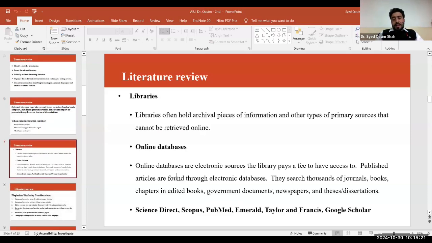Whenever we are talking about these different books and journals and different sources, usually two main sources are there whenever we are going for a literature review. The one source is libraries. In a library there are archival pieces of information, right? Usually they are the types of primary sources that cannot be retrieved online, so we can use these archival pieces of information, usually the old newspapers and the existing research and everything that falls within the domain of archival pieces of information.